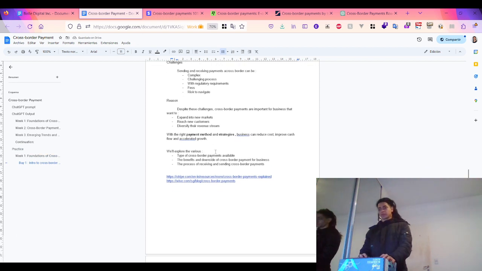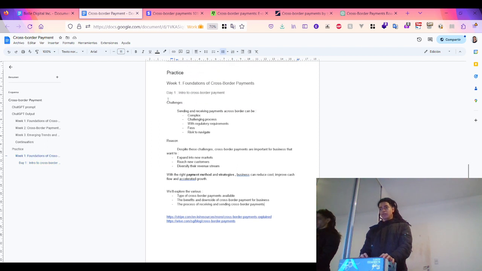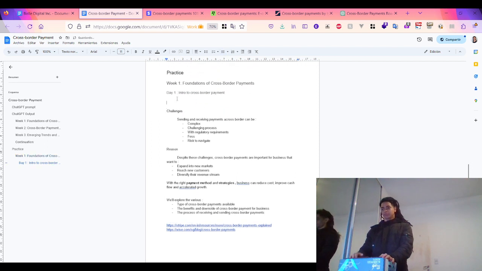Again, all of this is from Stripe. Extract from Stripe Explain.